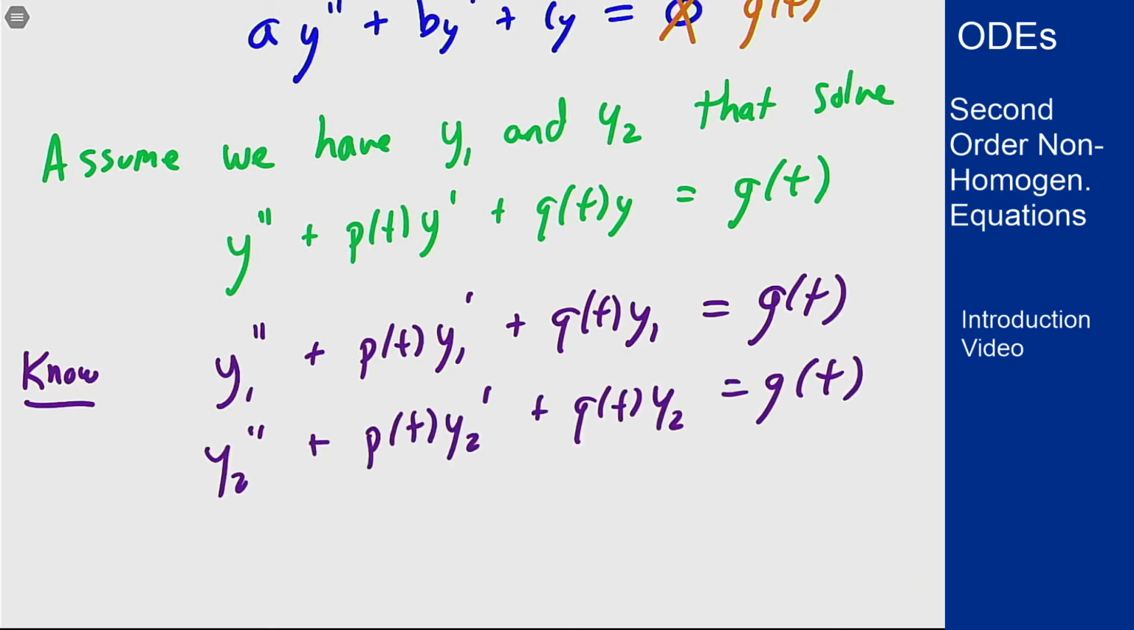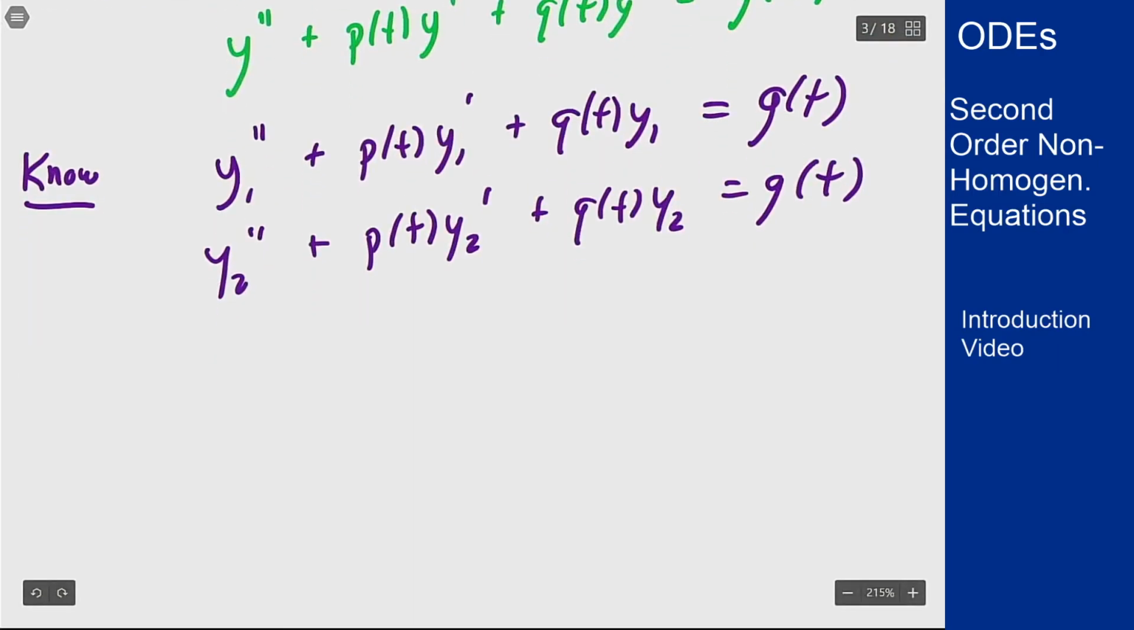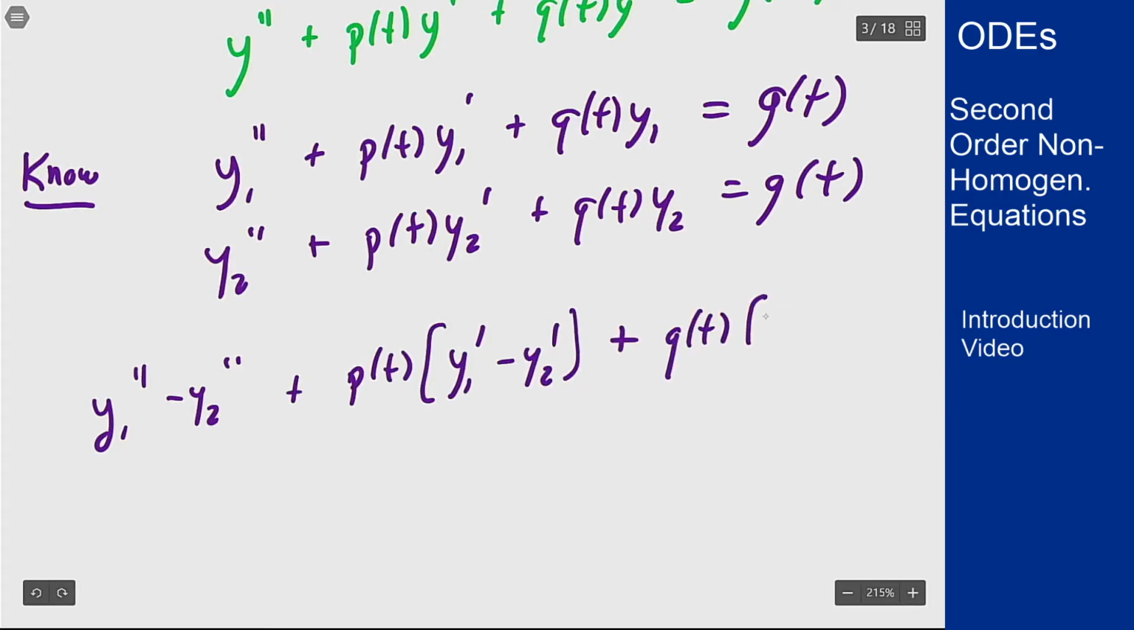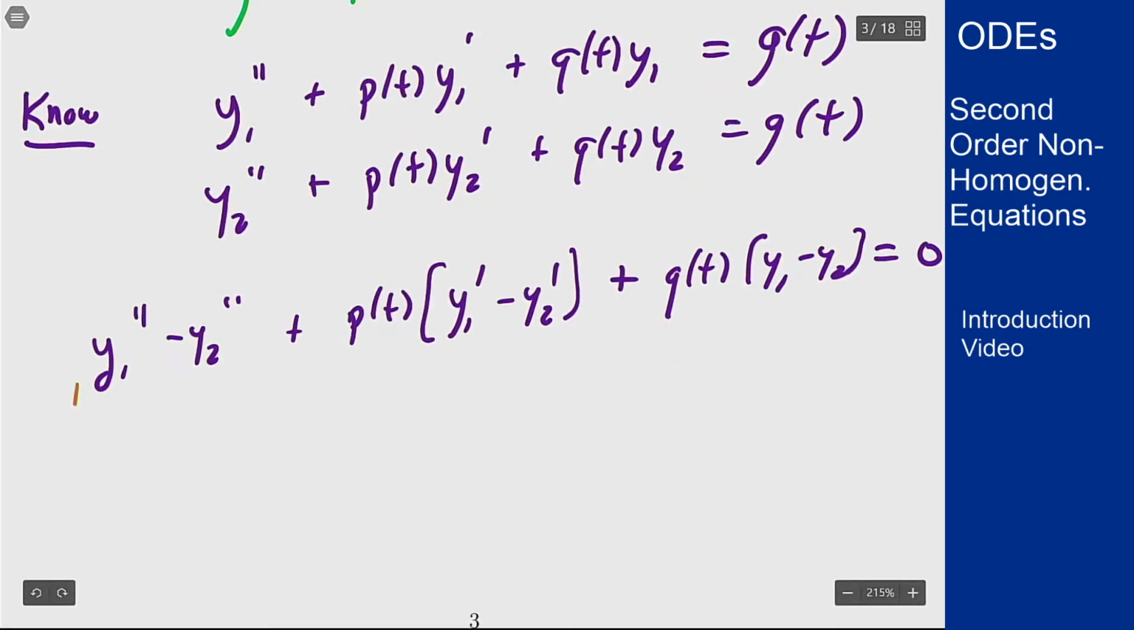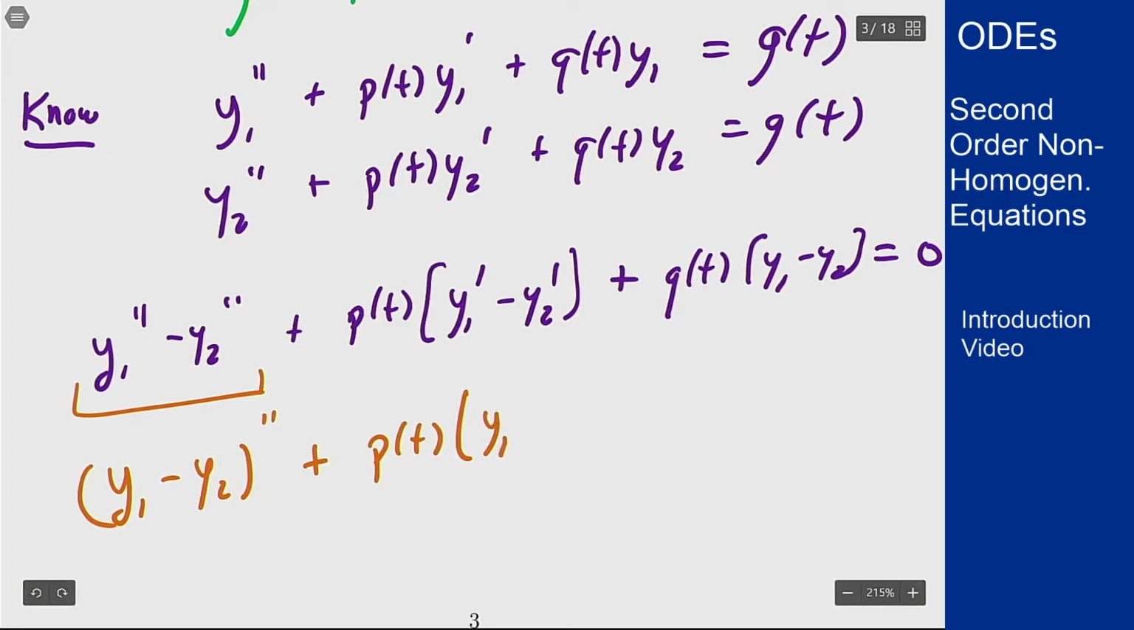So I can subtract these two equations. And if I do that, I will get that y1'' minus y2'' plus p(t) times y1' minus y2' plus q(t) times y1 minus y2 equals 0, because the g(t)'s cancel out. But then the derivative is linear, which means y1'' minus y2'' is the same thing as (y1 minus y2)''. Similarly, this is p(t) times (y1 minus y2)' plus q(t) times (y1 minus y2) equals 0.